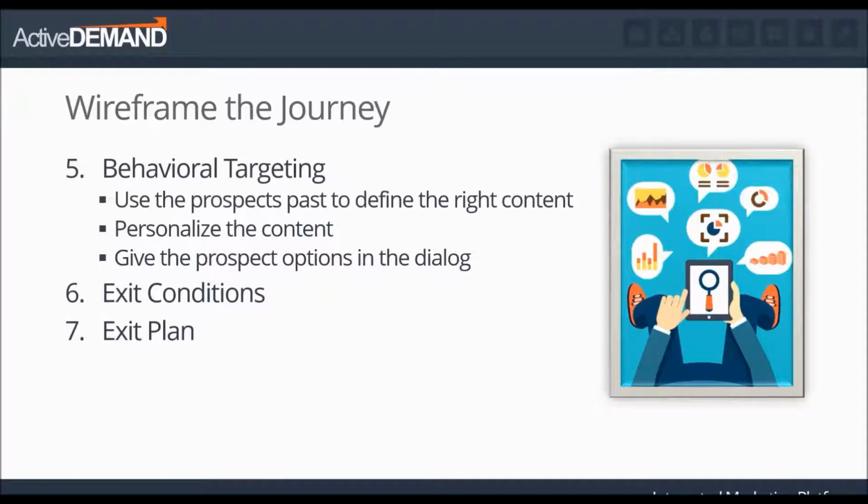And again, framing the journey, if we've collected a bunch of great data on this prospect before they entered into the conversation, then do behavioral targeting. Make sure that you're using the prospect's past digital signals to define the right content in the conversation. So instead of just assuming that they walk in the front door and we know nothing about them, if you're using a marketing automation platform, you have a lot of great data. Use that data to customize the conversation so that you're removing this robotic feel.